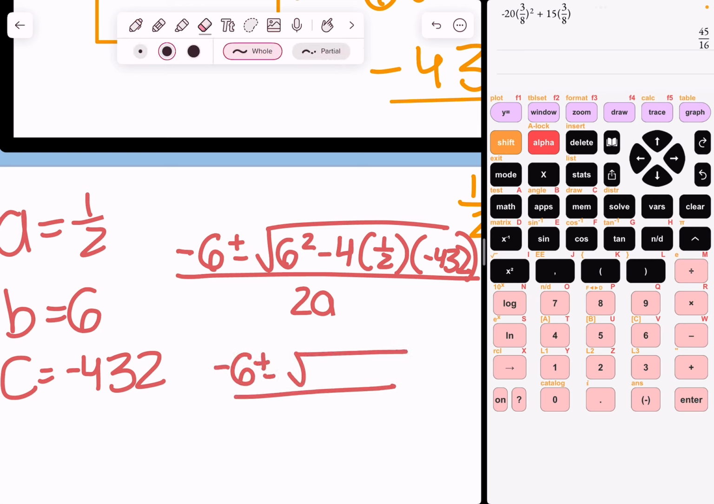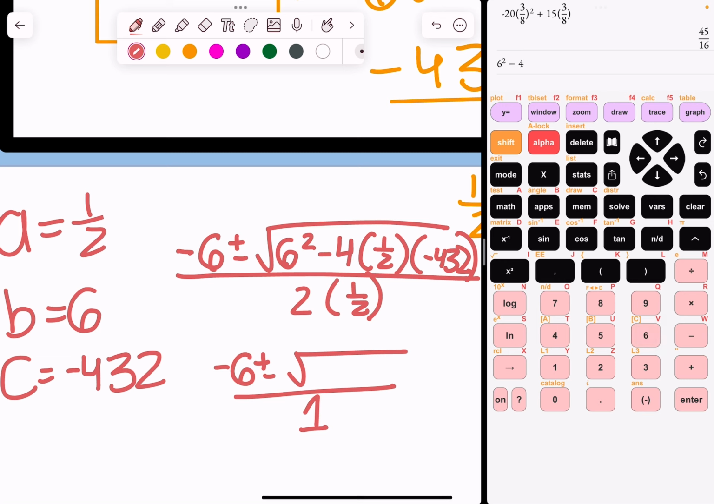Why did I put A here? I meant to put 1/2. And 2 times 1/2 is just 1. And let me type this other thing in. 6 squared minus 4 times 1/2.